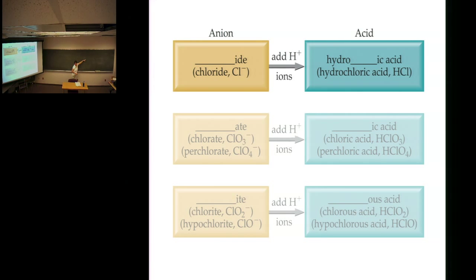Okay, so binary acid. So is this a binary acid? Yes. Is this a binary acid? No. What is this? Oxyacid. How about this one? Oxyacid. How about this one? Oxyacid. Okay, how about this one? HI. Binary. How about this one? HBr. Binary. How about this one? H2S. Binary. Okay, good.